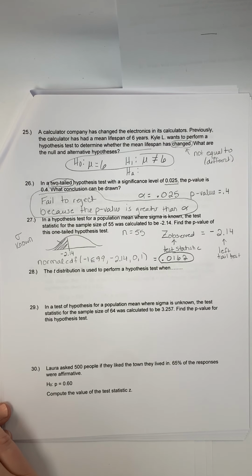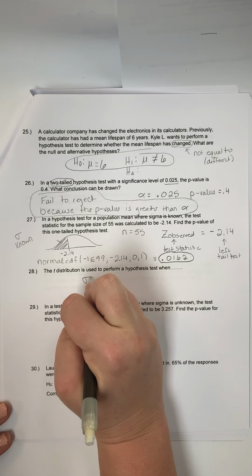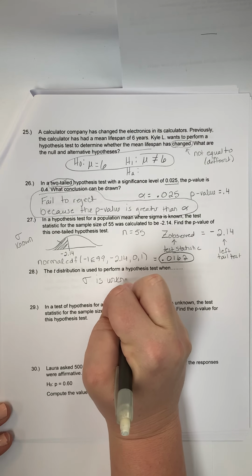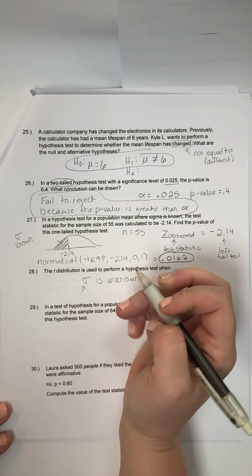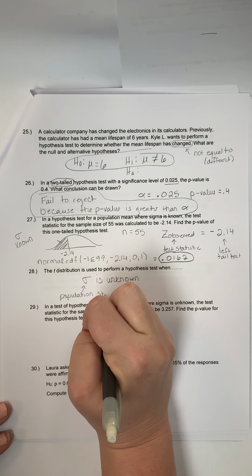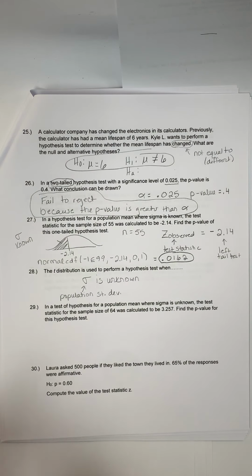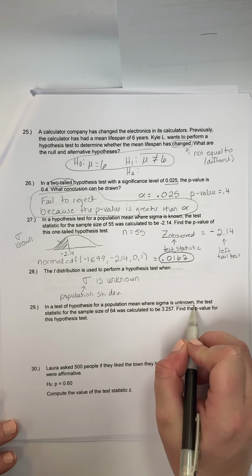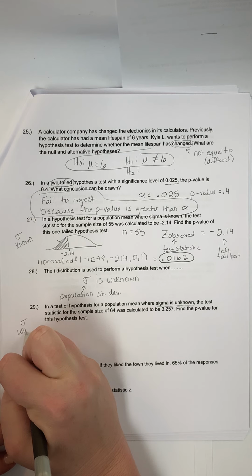All right, number 28. The t distribution is used to perform a hypothesis test when, when do we use t? When sigma is unknown. What does sigma stand for? Population standard deviation. When we don't know that, that's when we use it. Okay? All right, number 29. In a test of hypothesis for a population mean where sigma is unknown, okay, so we know what page to turn to.